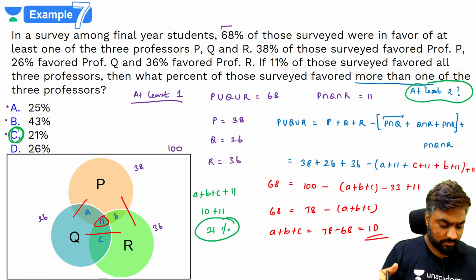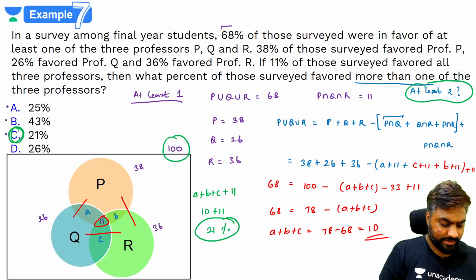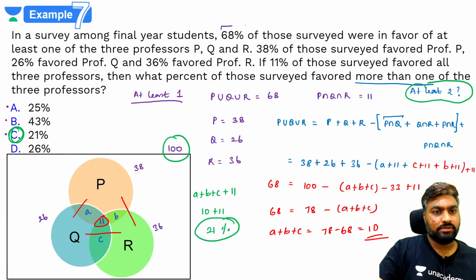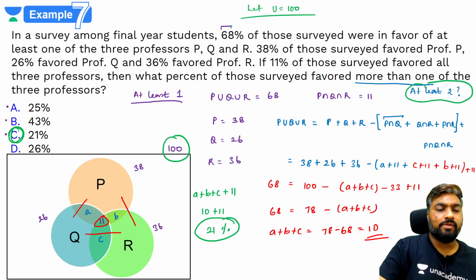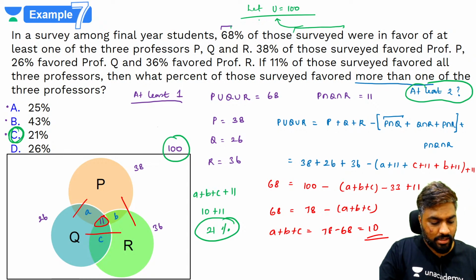Why 100? Because it is in percentage, so I took 100. Because it is percentage, let the total people, the universal set, be 100. The universal set is the people who got surveyed. Okay? Done everyone?